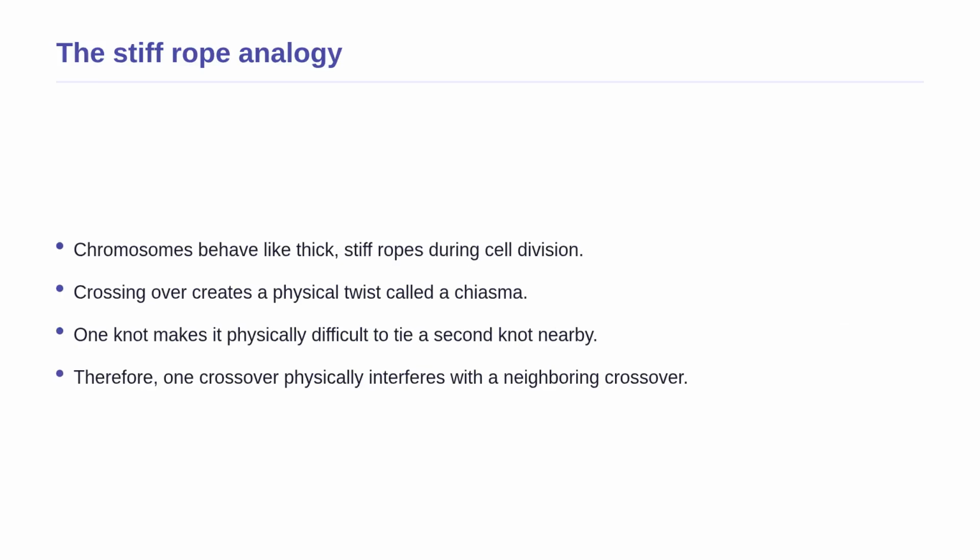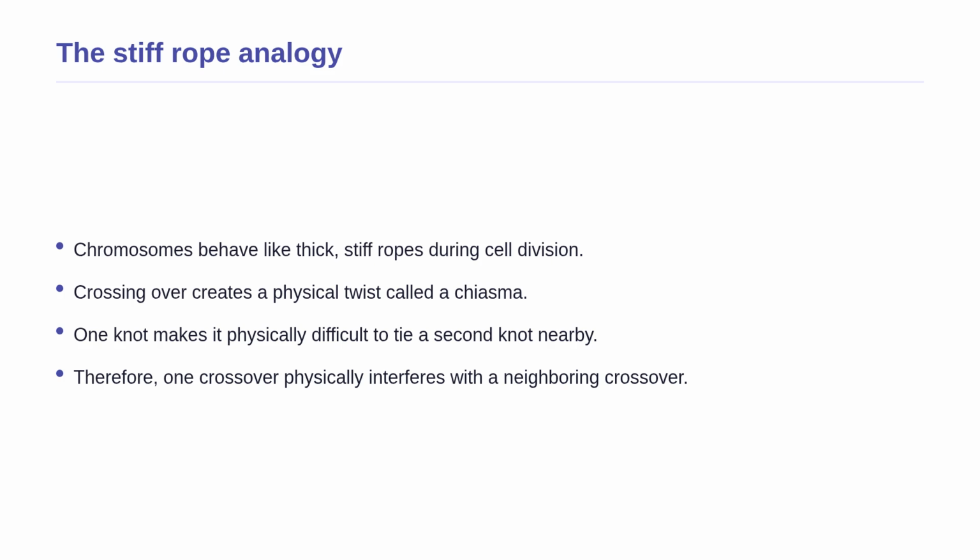To truly understand what is happening at the microscopic level, let us start with a physical analogy. Imagine you are trying to tie knots in a very thick, stiff piece of rope. If you manage to tie one knot, the physical stiffness of the rope makes it incredibly difficult to tie a second knot right next to the first one. You have to move a certain distance down the rope before it becomes flexible enough to allow another knot.